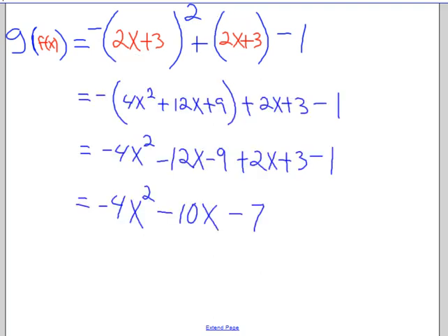Don't forget to FOIL, first outer inner last. Nothing needs to happen there. Don't forget the negative 1 at the end. People do that all the time. They get so concentrating on putting the stuff in for x, the minus 1 at the end, they get lazy, they don't write it on the second step, and then they forget about it on the third step. Boom.